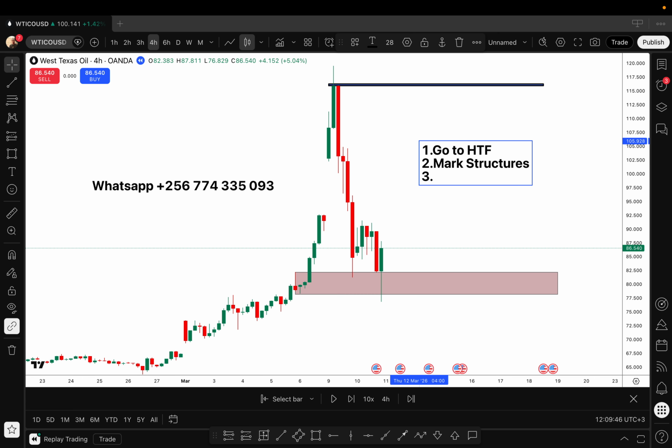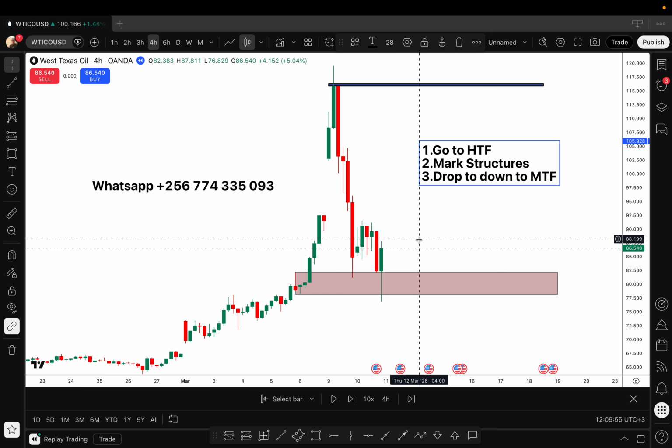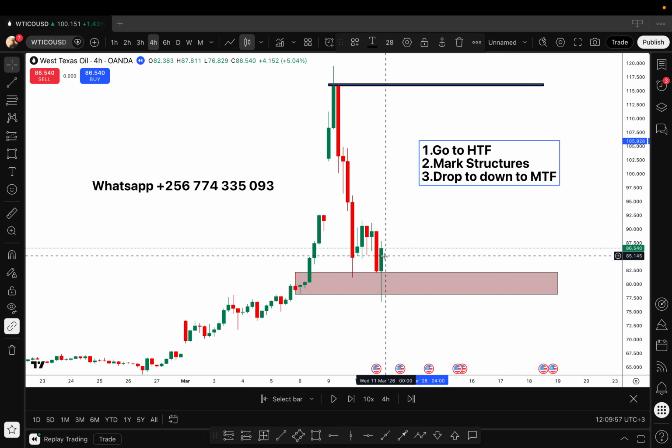So this is drop down to MTF, that is the medium time frame. After getting confirmations from the high time frame, you drop down to the medium time frame to look now for your setups. People who can go down to the 30 minutes, it's totally fine, as long as you've gotten the confirmations in the high time frame or the medium time frame. You can drop down to the entry time frame.